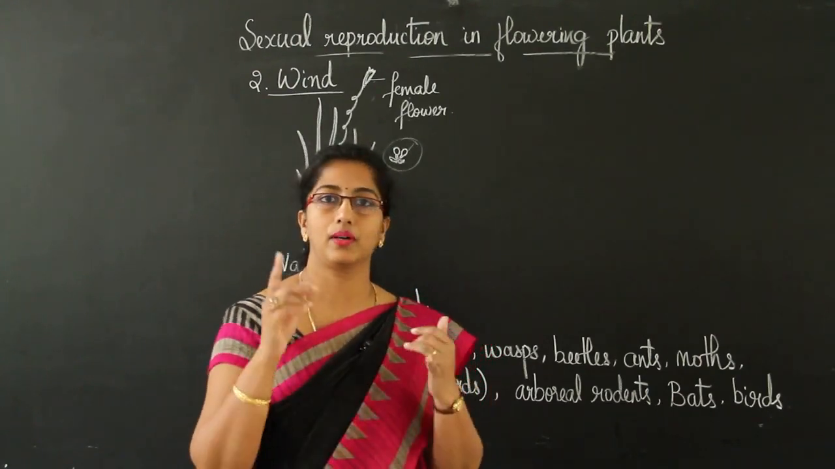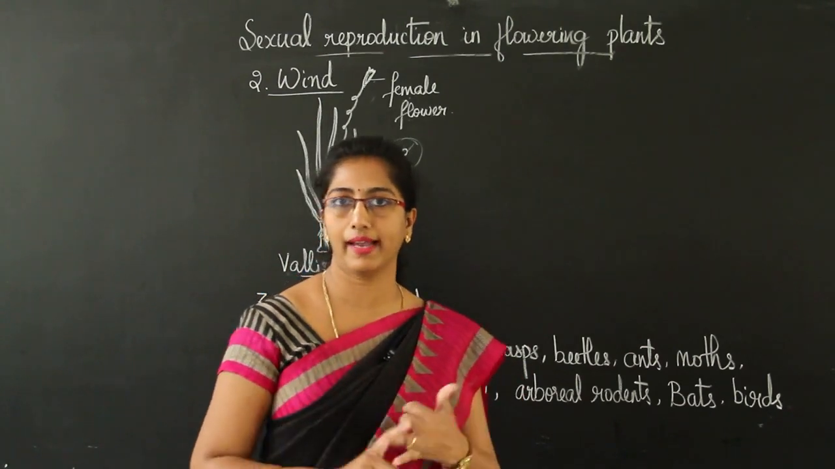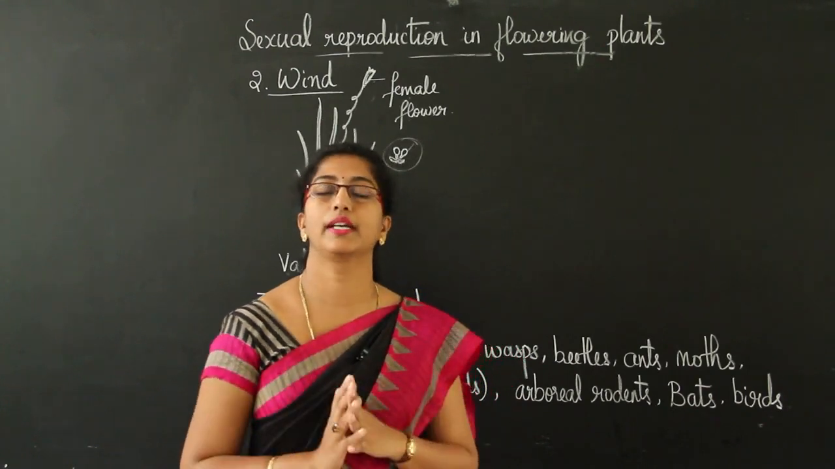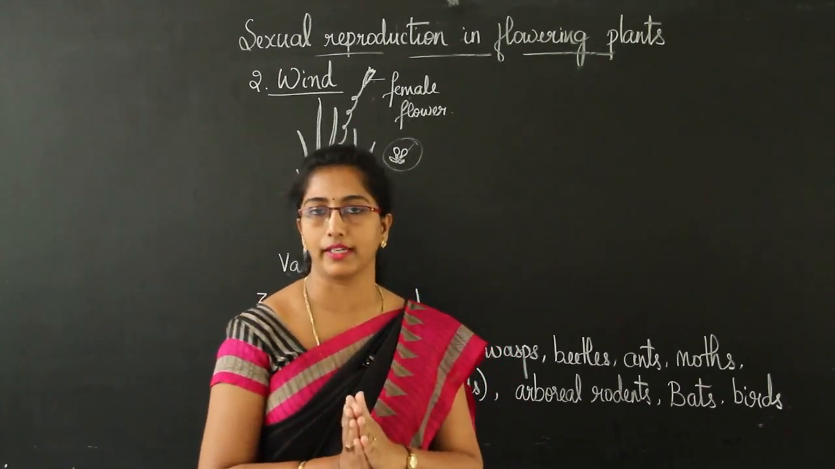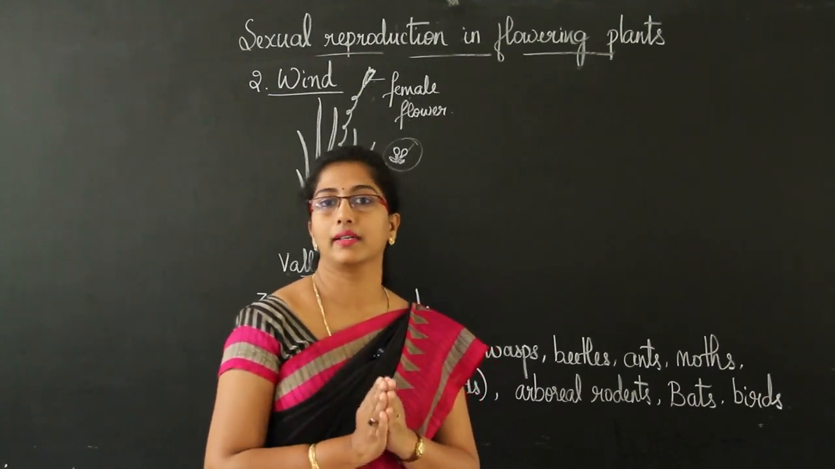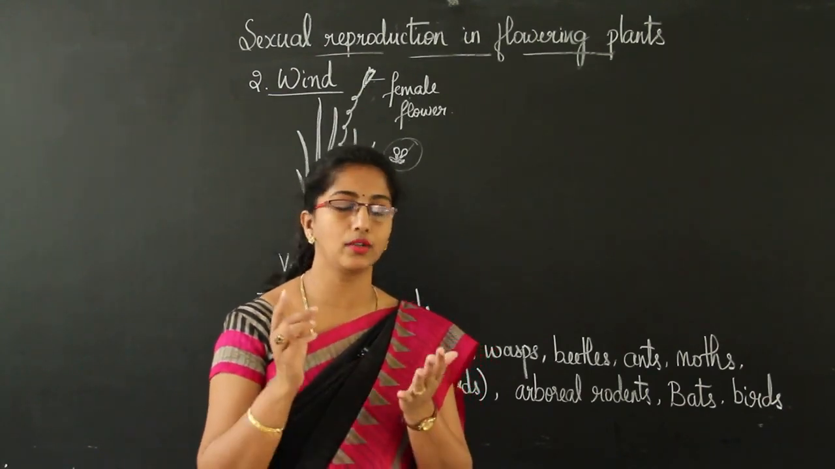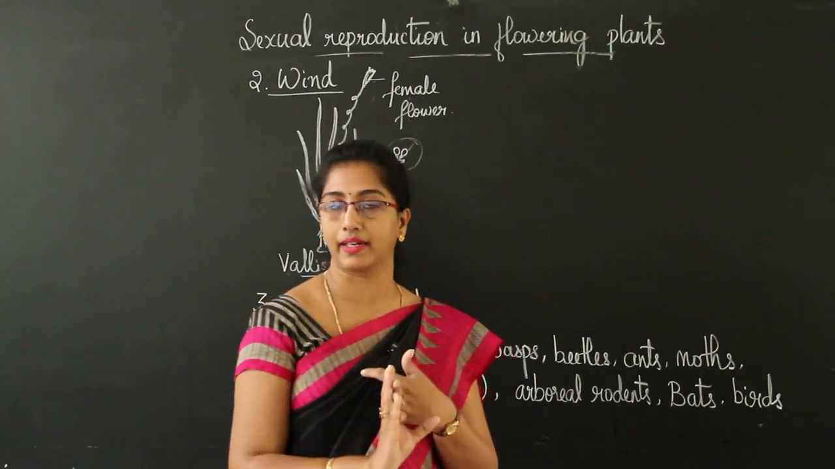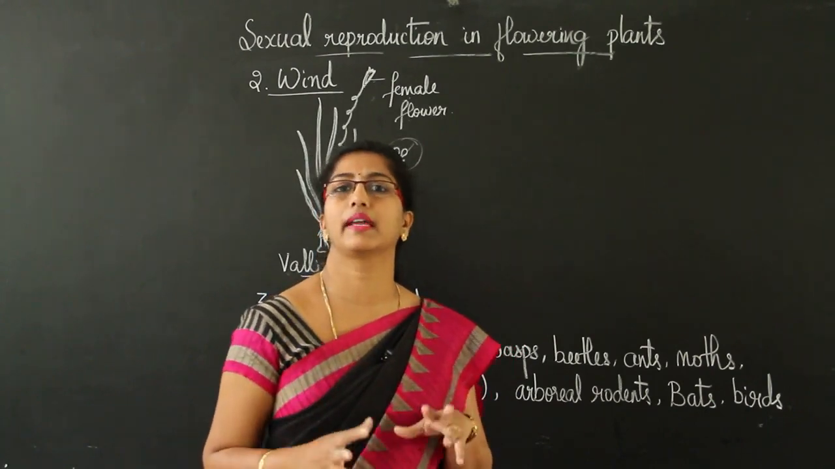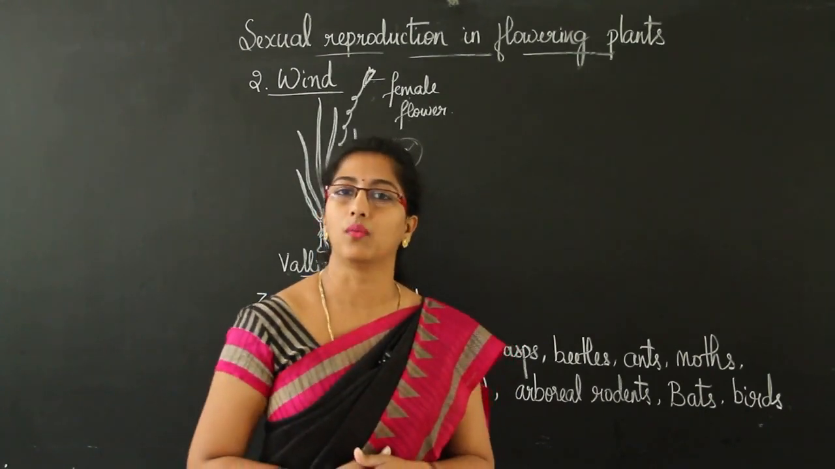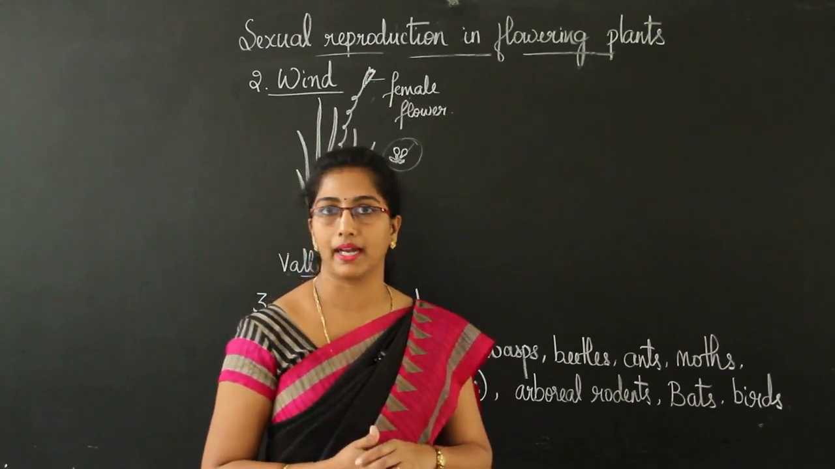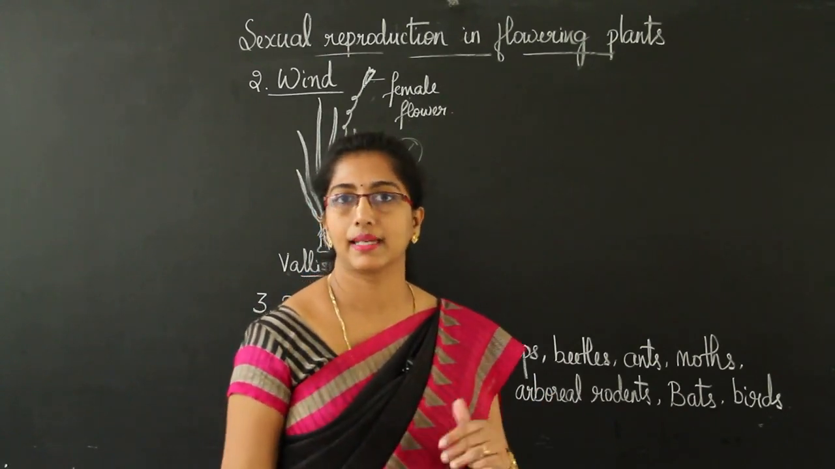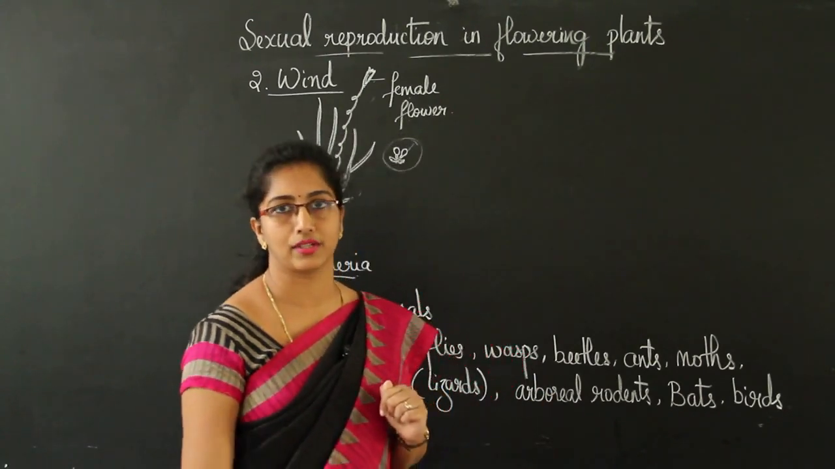Now we studied about wind pollination and also about water pollination. One thing you should keep in mind is that the flowers which depend on wind and water for pollination are not brightly colored. There will be no colorful petals in these flowers, they will not have fragrance, and they will not have nectar. So all these things are absent in flowers which depend on wind and water. Why do you think that is? What is the reason behind it? I will tell you when I explain the next part, that is animal pollination.